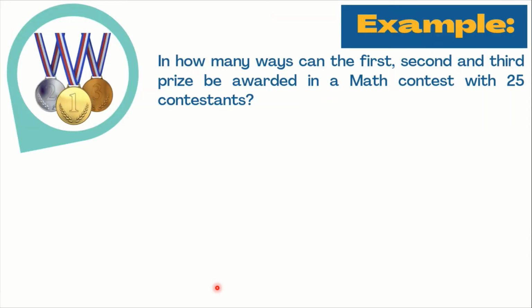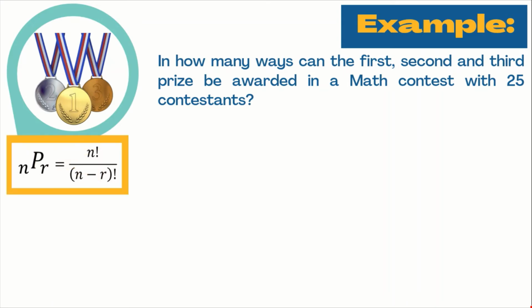Let's have this example. In how many ways can the first, second, and third prize be awarded in a math contest with 25 contestants? So, balikan natin yung formula natin kanina. We have permutation of n taken r. So, ang una natin gagawin is identify muna natin ano yung n and ano yung r. In this problem, ang n natin ay 25 kasi we have the total number of choices na 25 contestants.